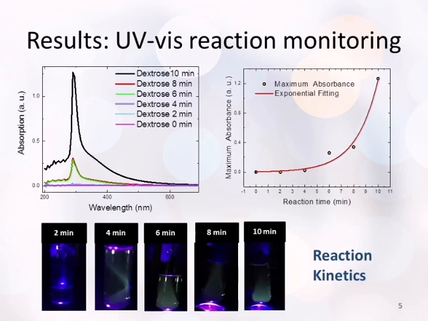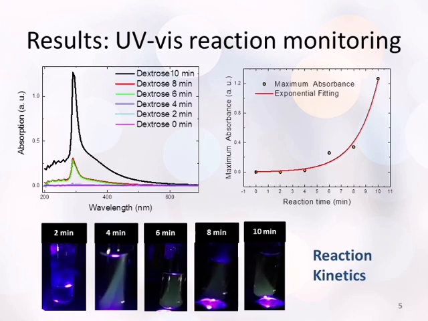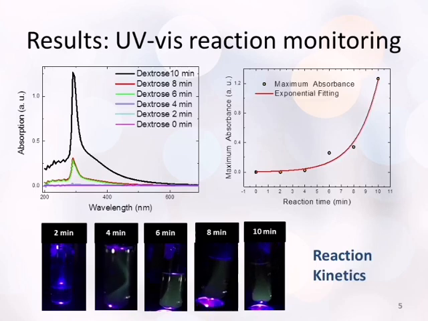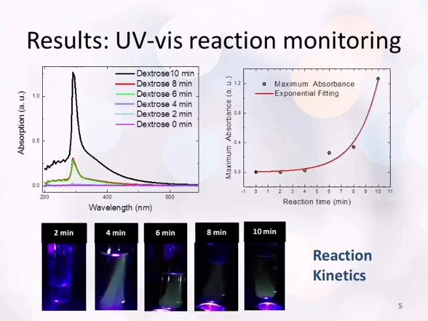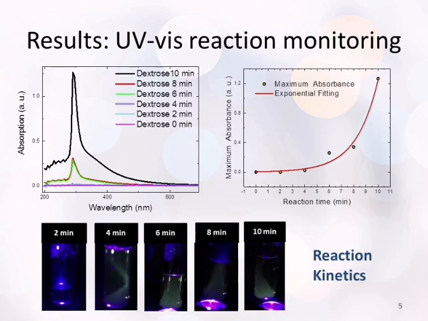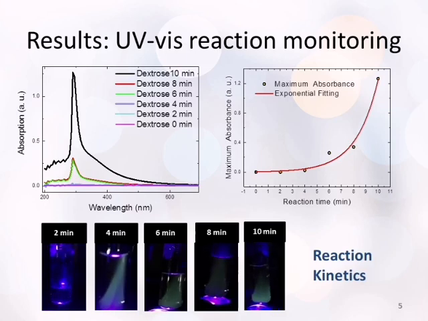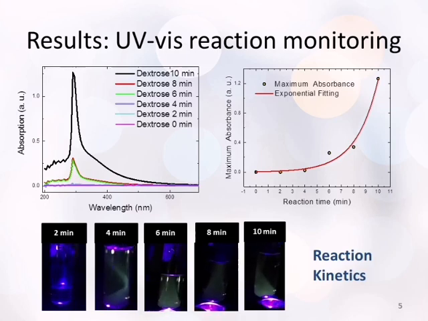In the bottom of the slide, we can see GIF images of the synthesized carbon quantum dots. The test tubes were illuminated with a UV lamp in the dark. The UV radiation is absorbed and delivered with a different wavelength.